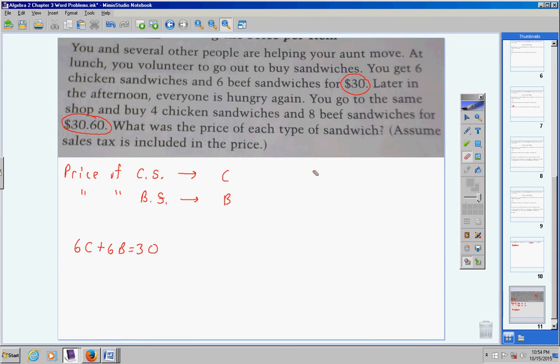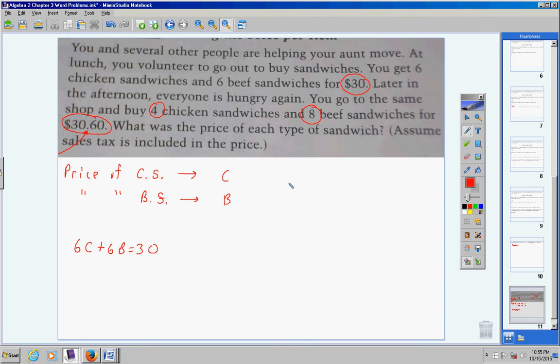Okay, now, can you guys on your own come up with the next equation? If you can, pause the video and do it. I'll give you a hint. On your second trip, you bought 4 chicken sandwiches, 8 beef sandwiches for a total cost of $30.60. If you think you can come up with the equation on your own, pause the video and work on it. If you feel like you need help from me, then keep listening. Here we go.